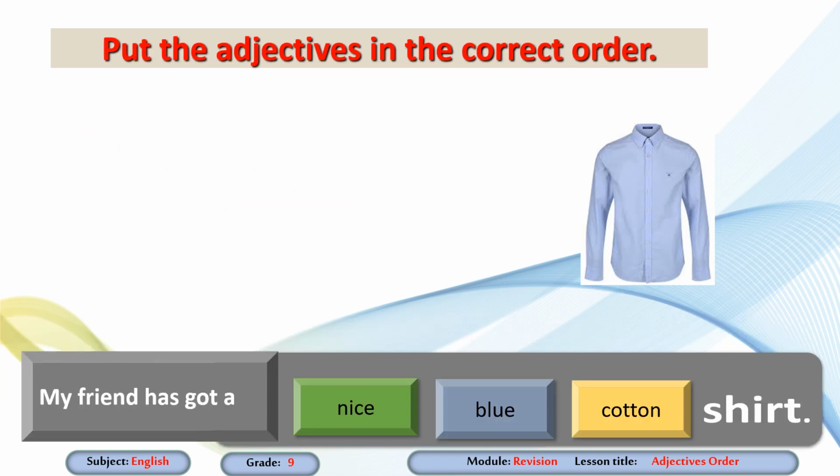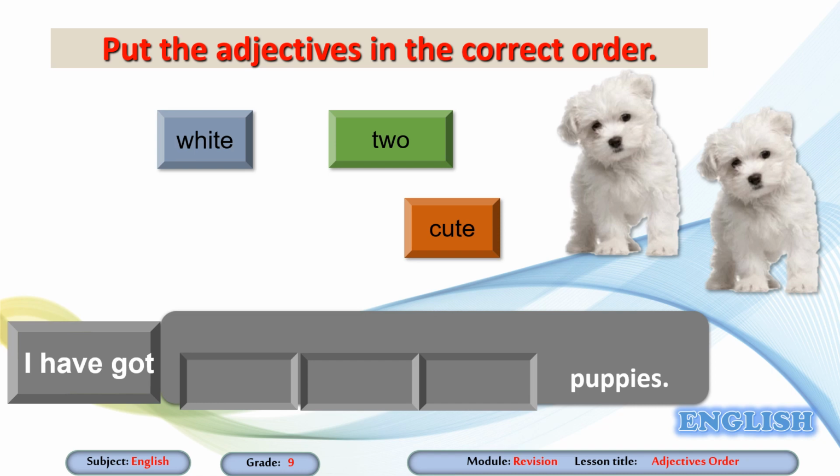Well done, students. This is the correct order of the adjectives. My friend has got a nice, which expresses opinion, blue, which expresses color, and cotton, which expresses the material. Good job, students. And the last example for today is: I have got puppies. White, too cute. Do it with your teacher.